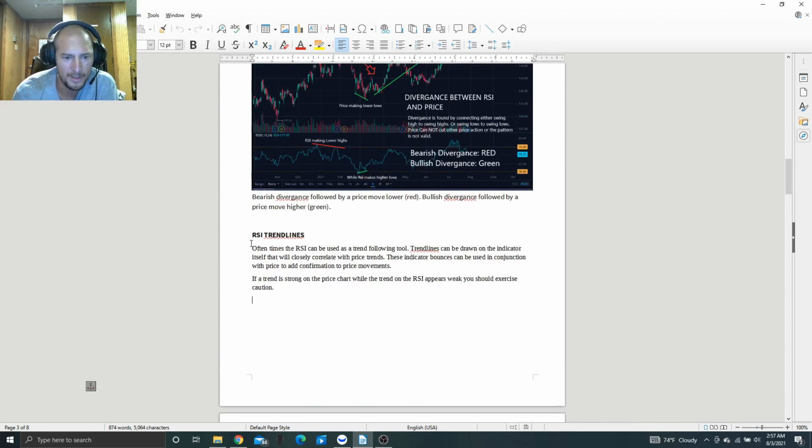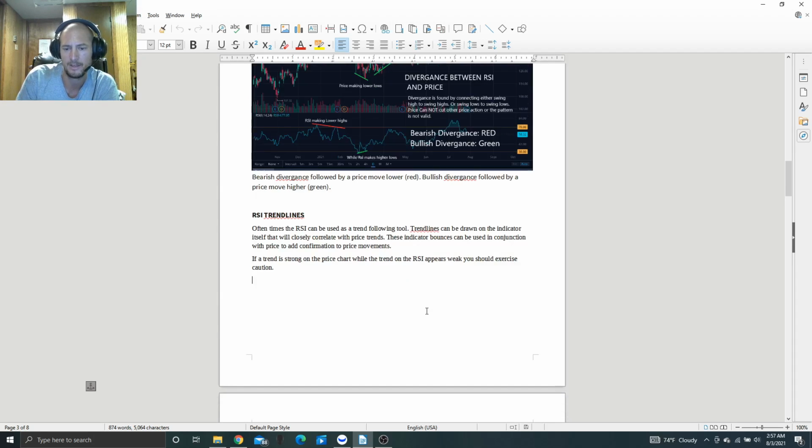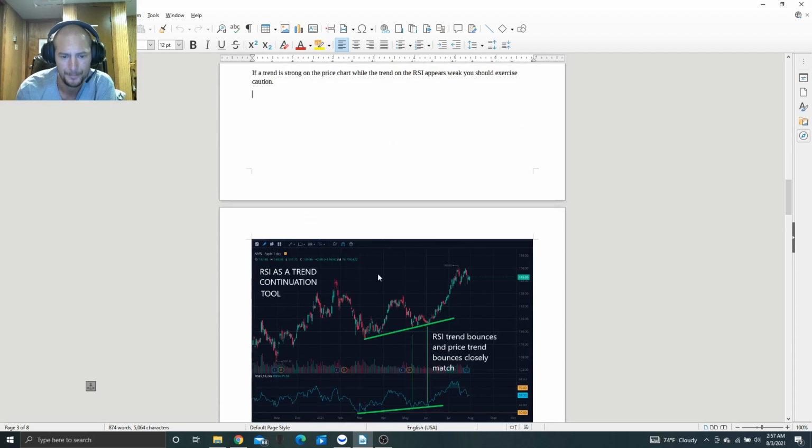Up next we have the RSI trend lines. Oftentimes the RSI can be used as a trend following tool. Trend lines can be drawn on the indicator itself that will closely correlate with price trends. These indicator bounces can be used in conjunction with price to add confirmation to these price movements. If a trend is strong on the price chart while the trend on the RSI appears weak, you should be exercising caution and be careful.